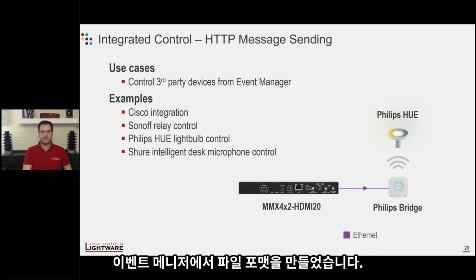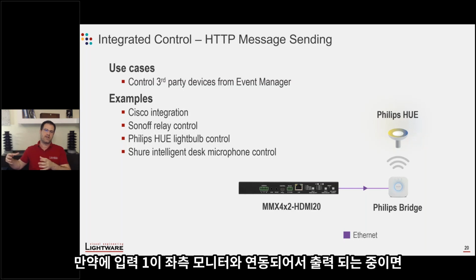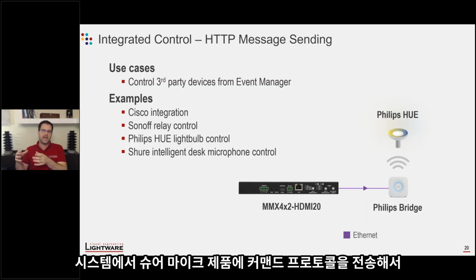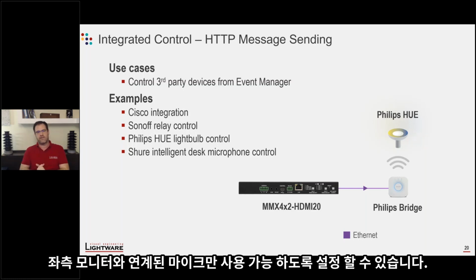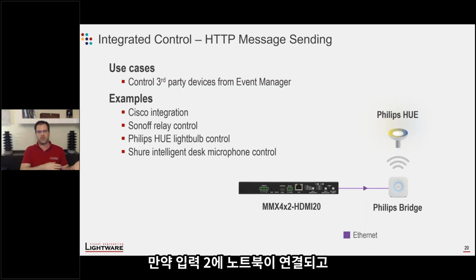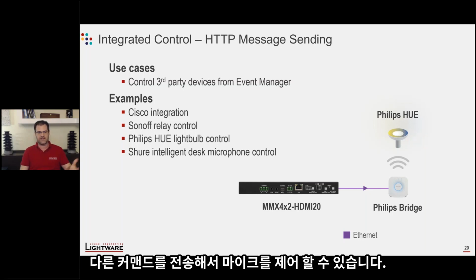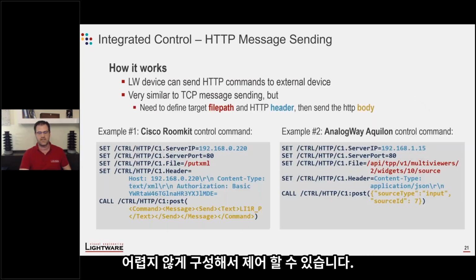And we have made a little event manager file for that. If input 1 is active, which is on the left side of the room, then we send the command to the Shure microphone to listen to the left side. And if input 2 is active, then the other laptop was on the other side, and we send another command to the intelligent microphone. So it is very funny stuff you can do with that.